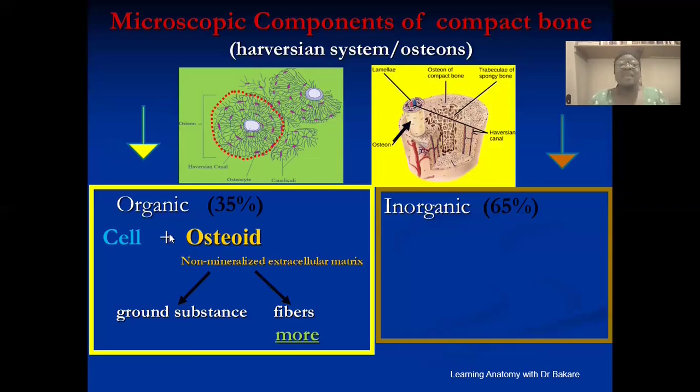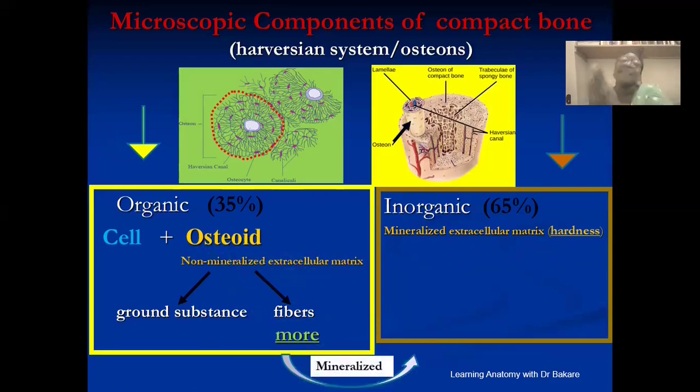And this extracellular component that is referred to as the osteoid, which we say is non-mineralized, will then be mineralized by the inorganic component. So we have the inorganic component as the mineralized extracellular matrix, and this is what is responsible for the hardness of bone. This also takes the chunk of the entire mass of the compact bone tissue. So if you go back to this arrangement, you see that the osteoid, which is the non-mineralized extracellular matrix, will become mineralized by the inorganic component, which is the mineralized extracellular matrix.